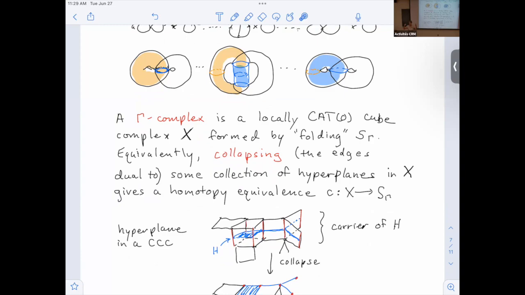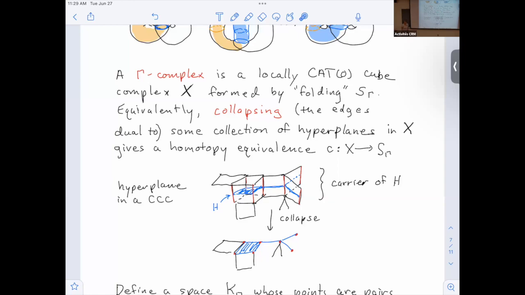All right, so everybody knows what a hyperplane in a cube complex is. I think in a conference like this, everybody knows. So we have these mid planes of the cubes, and we continue them as far as we can, and it gives us a hyperplane. But what I want to think of is not just the hyperplane, but the hyperplane carrier. What's the hyperplane carrier? It's the union of all the cubes that contain a piece of this hyperplane.